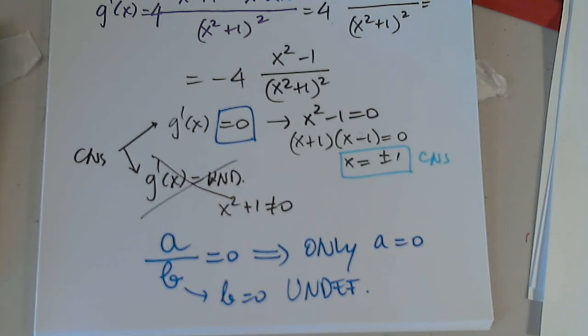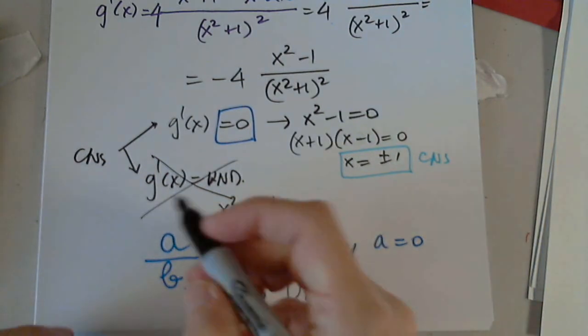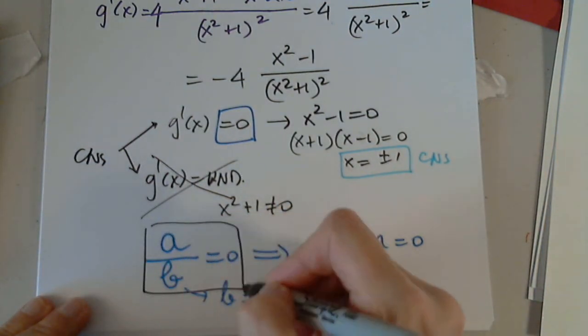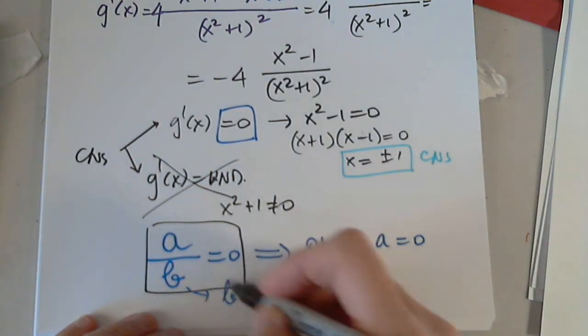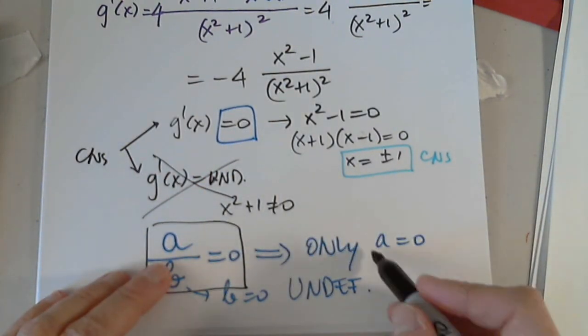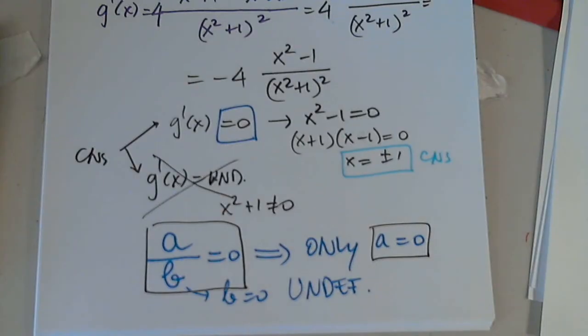The function goes away. So if I ever have to solve a fraction equals 0, only the numerator can be 0. Or cross multiply. When you cross multiply, that's what you get. A equals 0. Put this over 1. A times 1 is A equals B times 0, which is 0.